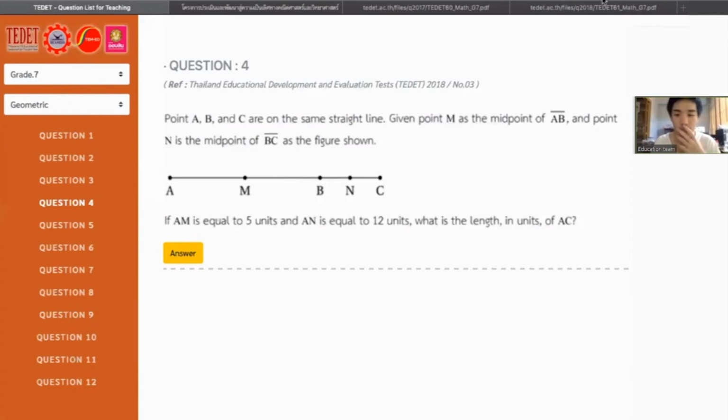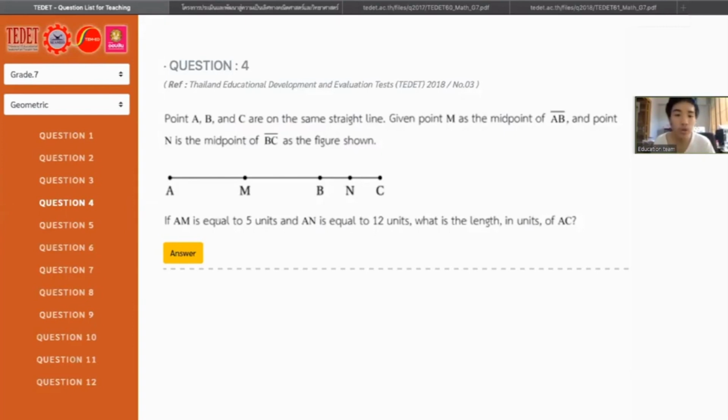Okay, so this is question number 4 from TEDET 2018. We have an hour, right? And we're probably going to go through like 5 or 6 questions. I'm going to give you 5 minutes of thinking time first, 3 to 5 minutes depending on the question. So we have A, B, C, 3 points.